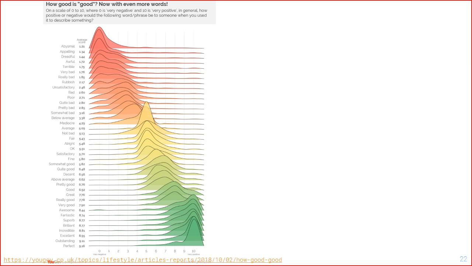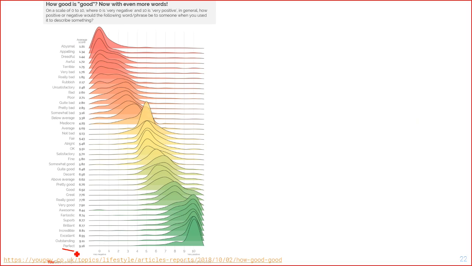And to see why this is important, this is actually a study from not long ago. What we saw is that they had all these different words for measuring goodness, so to speak. So something can be abysmal, appalling, dreadful, terrible, very bad, average, mediocre, not bad, somewhat good, etc., all the way up to perfect. And what they asked people is to give a number between 1 and 10. So for you, what does each of these words mean? What number do you think this word means?